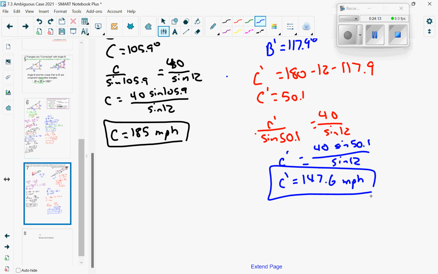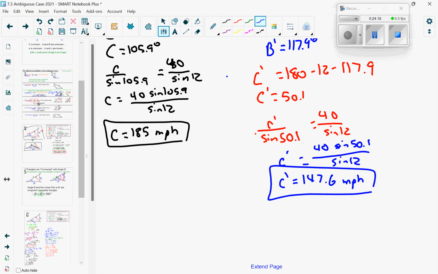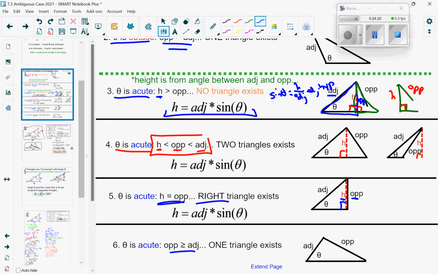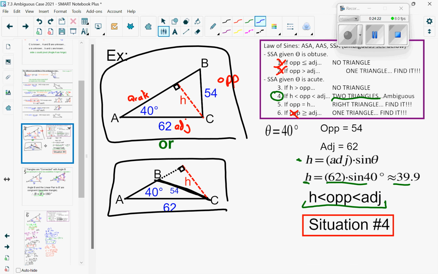So in general, that's kind of how the ambiguous case works. The biggest thing is to note these changes here, or an easier version right here. When obtuse, it's kind of more straightforward. When acute, you have to keep track of all 4 of these different situations.